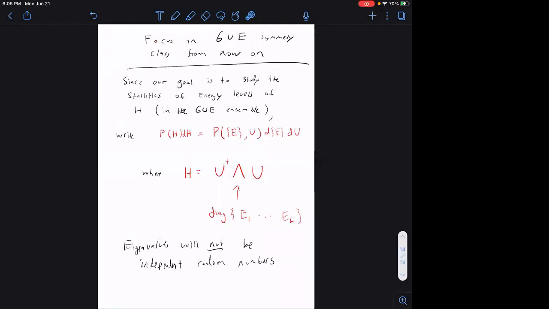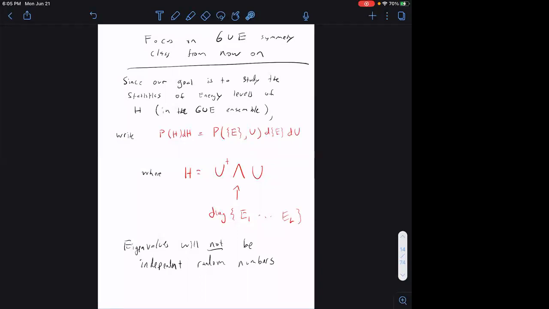So our goal for now is to ask: what are the statistics of the energy levels in this Gaussian unitary ensemble? We've given a probability distribution for the matrices, but what is the probability distribution for the eigenvalues themselves? The matrix elements are independent random numbers, but the eigenvalues themselves will not be independent random numbers. So understanding that distribution is our goal for now.